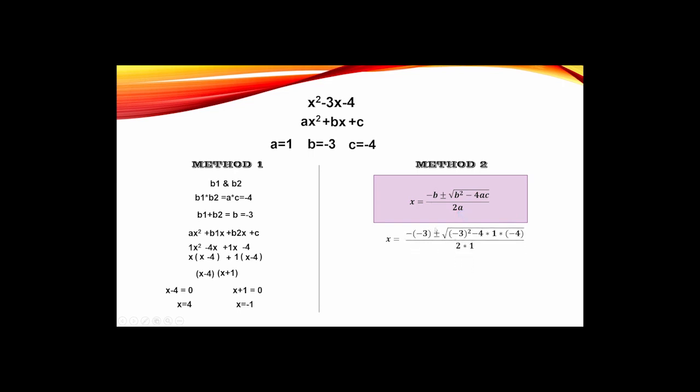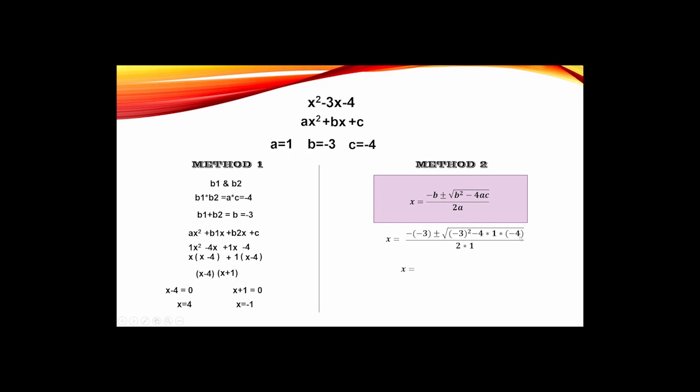So we will get it like this: minus of minus 3, plus or minus square root of minus 3 the whole square minus 4 into 1 into minus 4, whole divided by 2 into 1. Okay, now we have x equal to minus of minus will become plus, plus 3 plus or minus, minus 3 the whole square will become 9. 3 square, 3 into 3 is 9, and minus into minus will become plus. Therefore minus 3 the whole square will become 9.